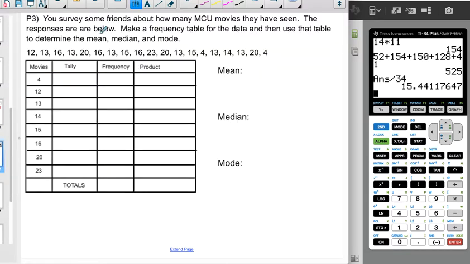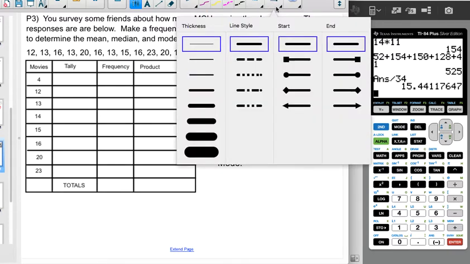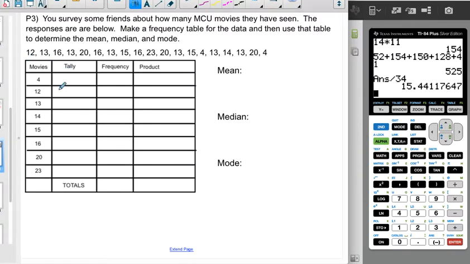You survey some friends about how many MCU movies they've seen. The responses are below. Make a frequency table for the data, and then use that frequency table to find the mean, median, and mode. So let's go ahead and make a frequency table. So I see a 12, and a 13, and a 16, and a 13. Now I cheated and already made the table to only have the numbers that I know occur in the list, right?